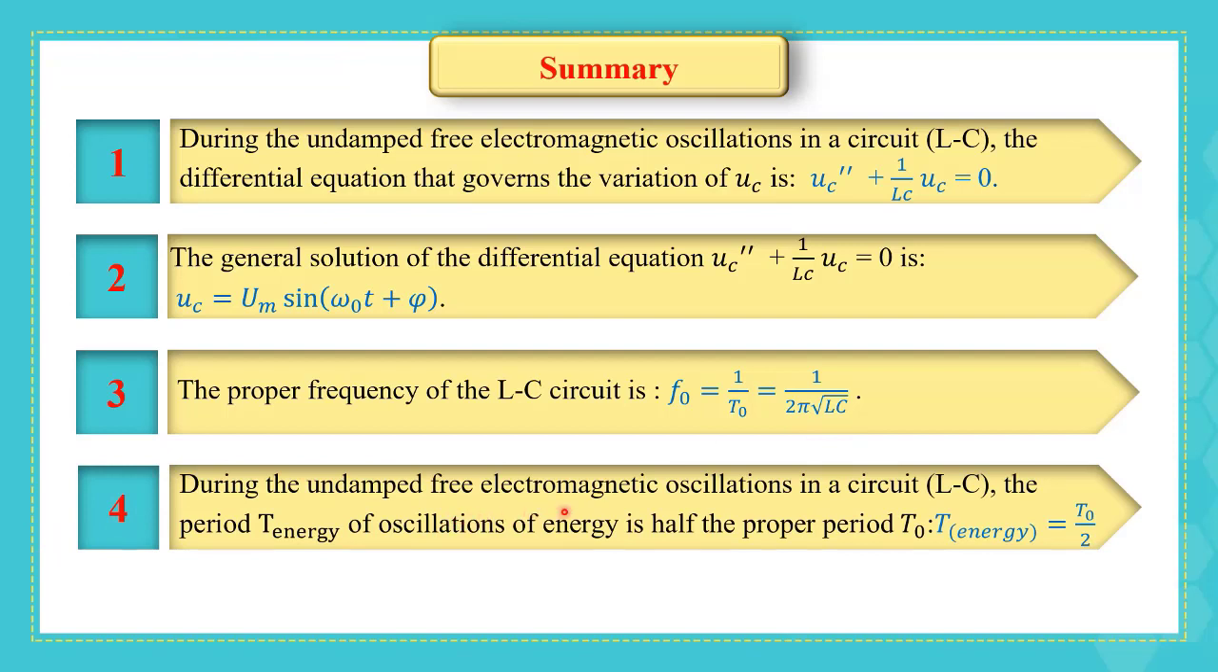During the undamped free electromagnetic oscillations in a circuit LC, the period T energy of the oscillations of energy is half the proper period T0, so T energy equal T0 over 2.